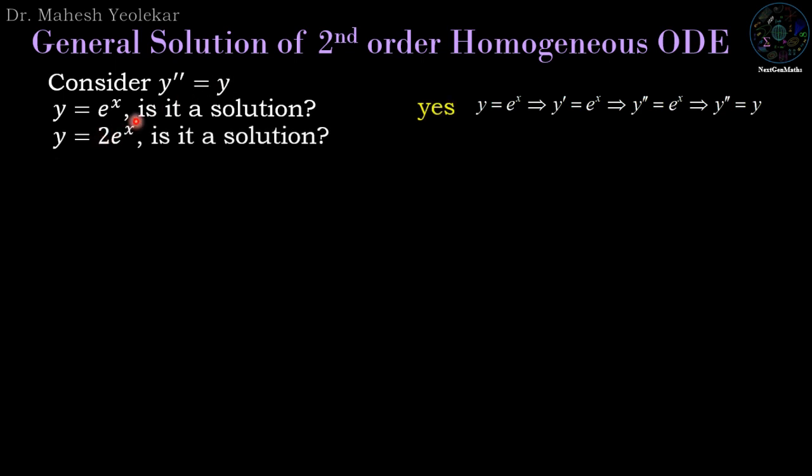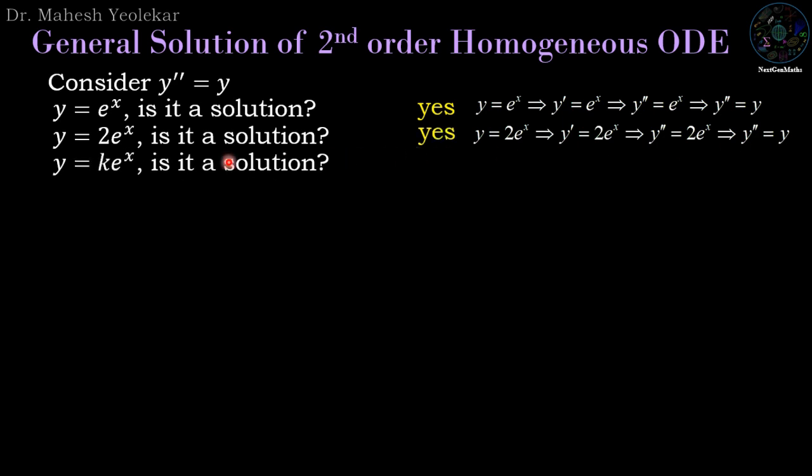Now 2 into e power x, is it a solution? Just check one more time. y equal to 2 into e power x, y dash is equal to 2 into e power x, y double dash is equal to 2 into e power x, so y double dash is equal to y. So it is also a solution. y equal to k into e power x, any multiple of e power x, is it a solution? Yes, it is also a solution.